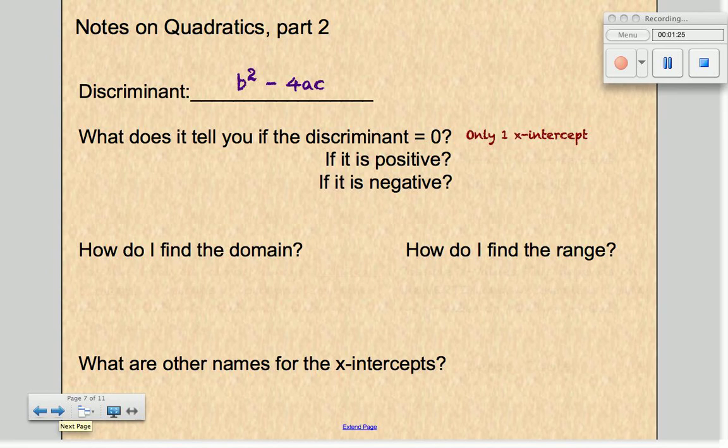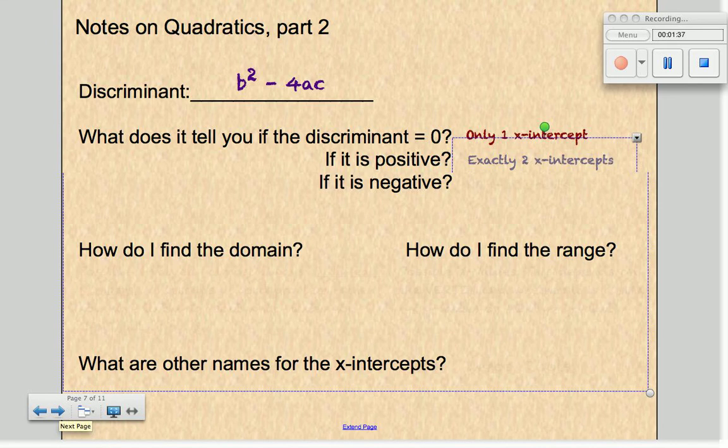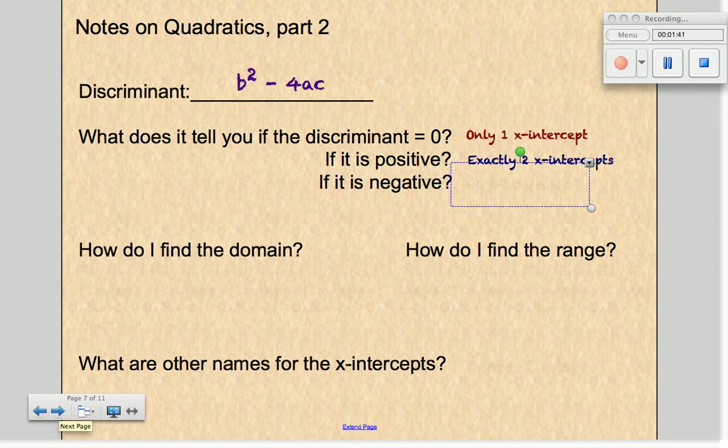If the discriminant is positive, which is what happens most of the time, that's when we have two x-intercepts. It doesn't tell me what they are, but I know that I have two of them. And if it's negative, then I have no x-intercepts. So we have not done any of those because if the discriminant is negative, I'm going to end up with an imaginary number. And I told you that we wouldn't do any imaginary numbers, and we won't. But you still would be expected to tell me what would happen if the discriminant is negative.